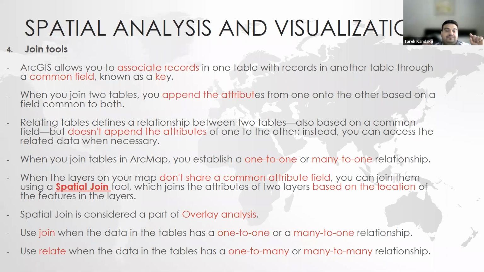Let's say you have information about the houses, the taxes, the owner, the address, and all this information. And you have another shapefile that has the same houses with the same ID, but it only has the price information. Then this is a one-to-one relationship. You merge them together.